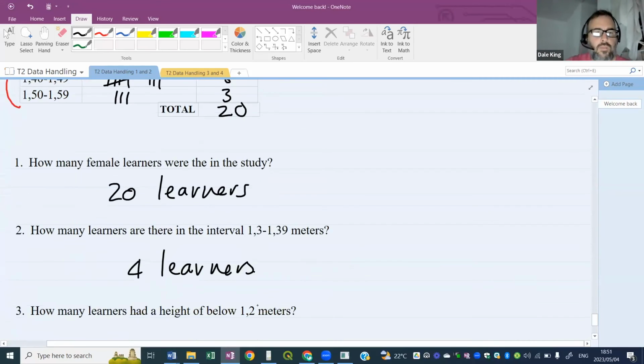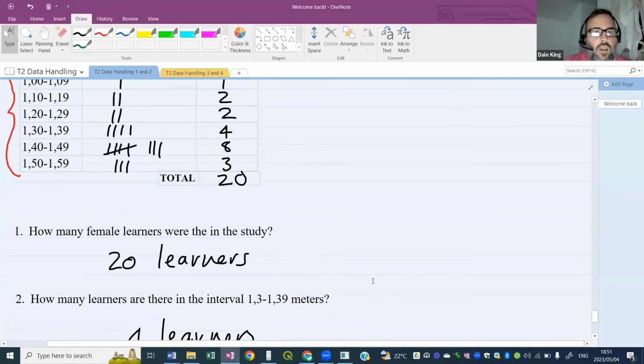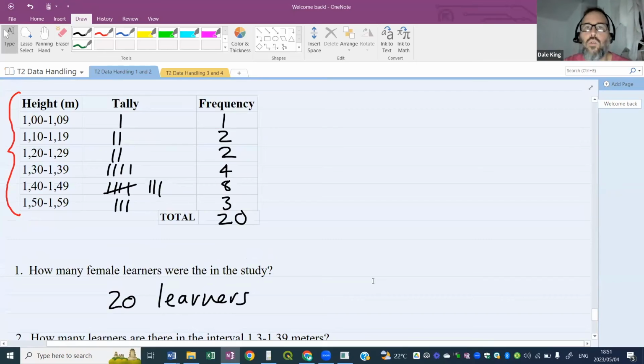Next question. How many learners had a height of below 1.2? A height below 1.2. How many learners were there with a height below 1.2 meters? Some interesting answers coming out here.